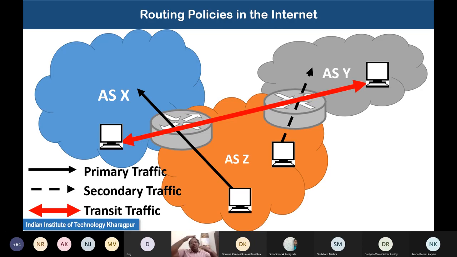So you can think of it in a hierarchical way. In one way, I'm saying that the path is from ASX to ASJ to ASY. Now, when the actual packet is forwarded, whenever it is within ASX, it follows the routing protocol of ASX. When it is moving through ASJ, it follows the routing protocol within ASJ, which is configured by the network administrator of ASJ.